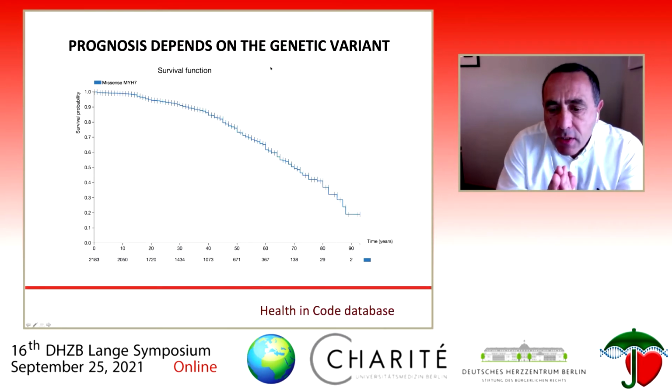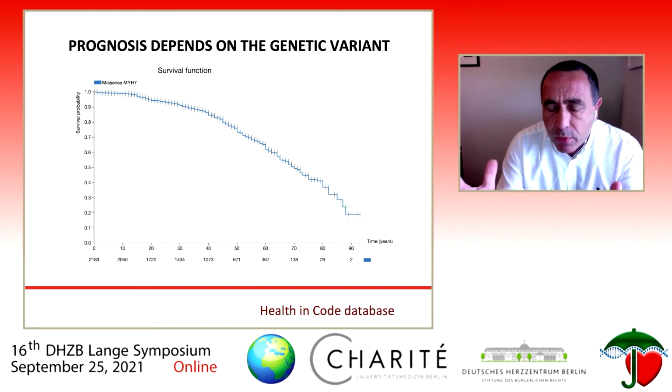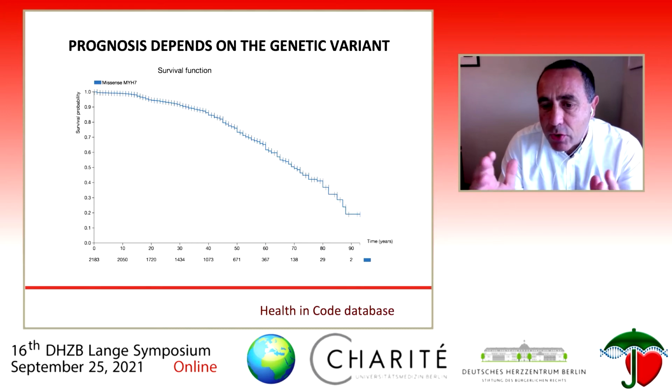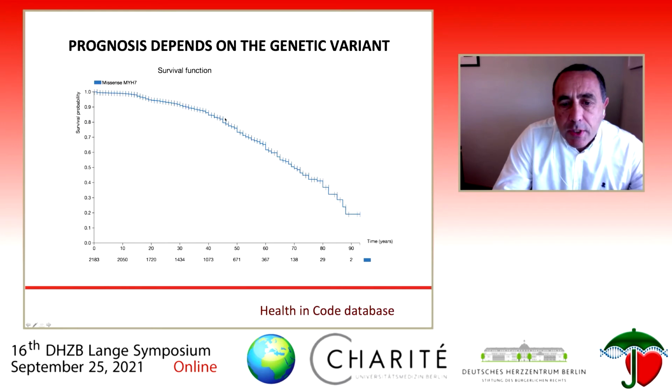So the prognosis, of course, is not dependent only on the gene. It depends on the genetic variant, because if you consider that in any gene there are variants that are non-pathogenic, you cannot say the prognosis of the gene. And this is very important when you read the guidelines and they say, if you have this gene, you have to consider a defibrillator. So this is beta-myosin, the whole gene.